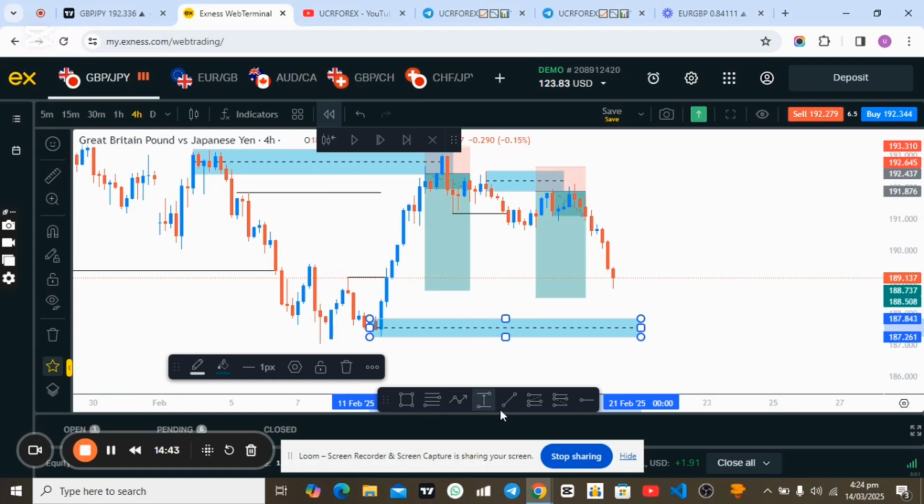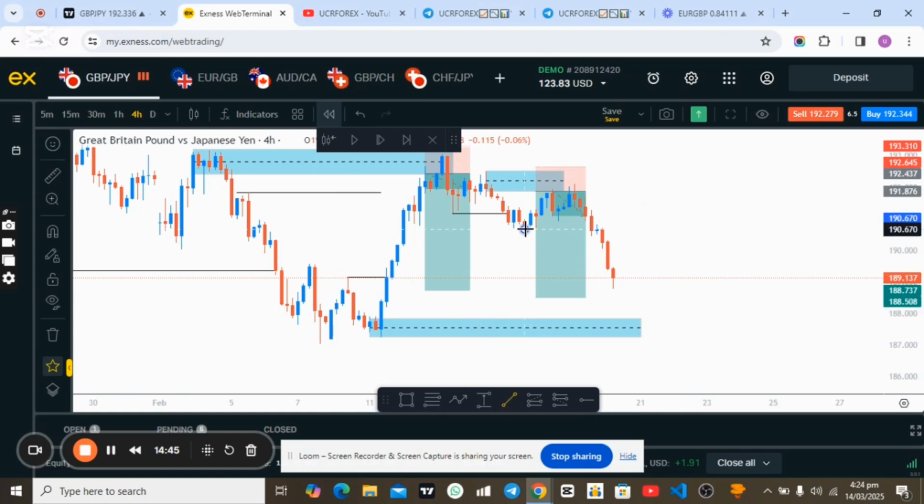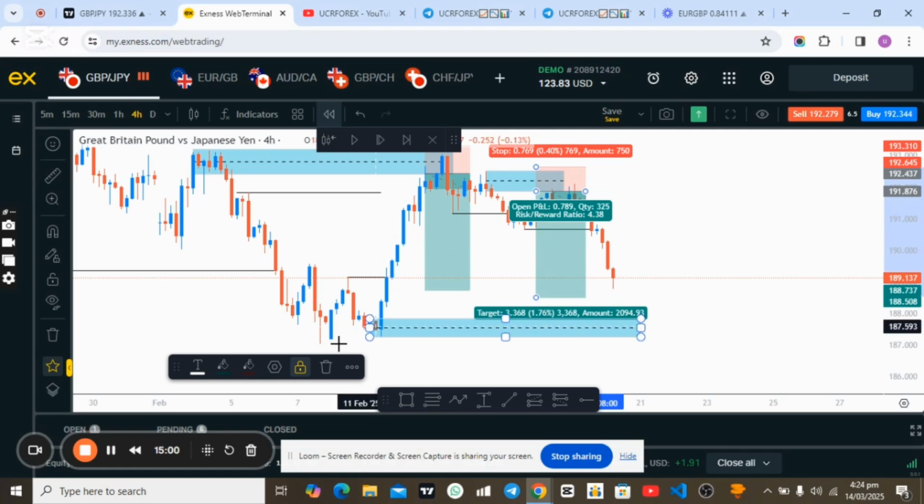Now we have another BOS here again. Can you see we have another BOS here? And now the next thing to do is to mark out another point of interest. If we mark out another point of interest, it means that we are following the trend. It means that we are following the overall trend. Do you understand now? We are following the overall trend.